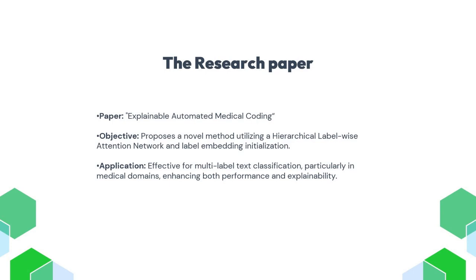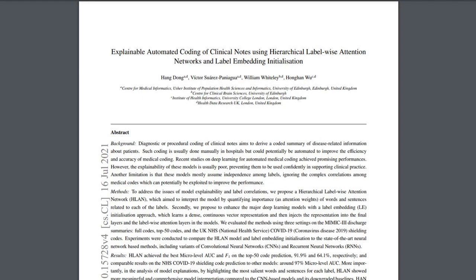The objective of this paper is to address these challenges by automating the medical coding process using advanced machine learning techniques. The authors address two key limitations in current models: the lack of explainability and the failure to capture complex correlations among medical codes. By integrating hierarchical attention networks and hierarchical attention bidirectional gated recurrent units, this paper introduces a model that highlights important words and sentences while providing detailed explanations for each label.